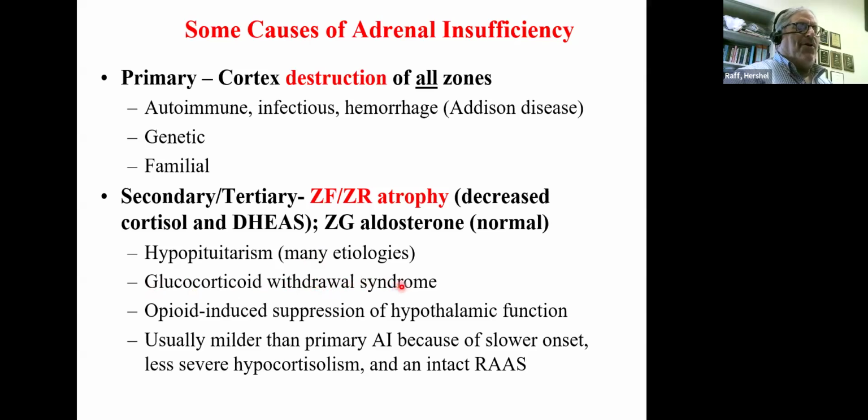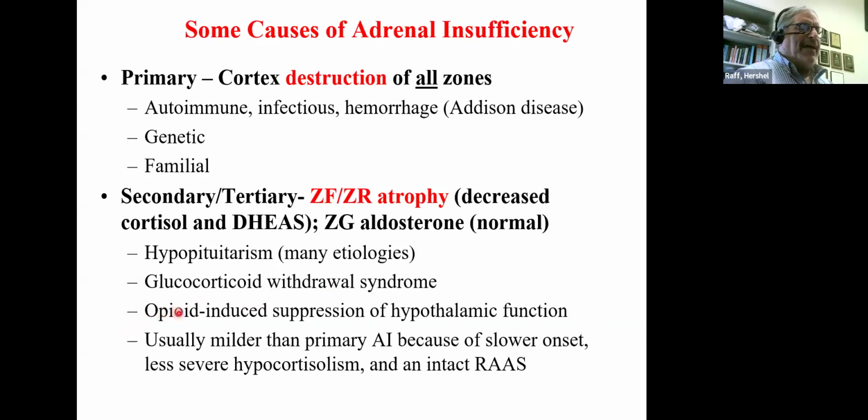Glucocorticoid withdrawal syndrome, you all know about. If you put somebody on prednisone for long enough and suppress their ACTH for long enough, their adrenal will atrophy. And if you stop the steroids too fast or stop it abruptly, they will get severe glucocorticoid withdrawal syndrome. Not an optimal situation. At least where I am in Milwaukee, we have a huge problem with opioid abuse.